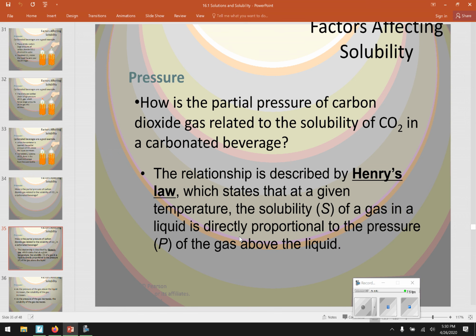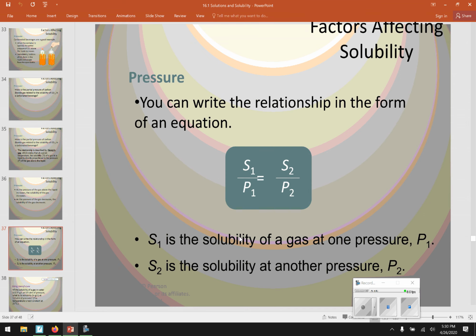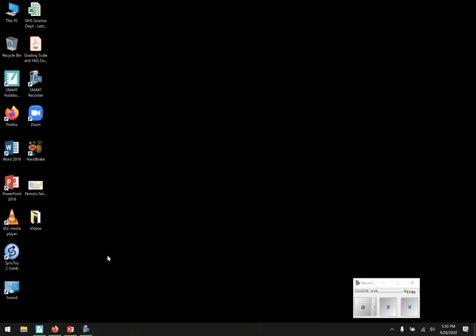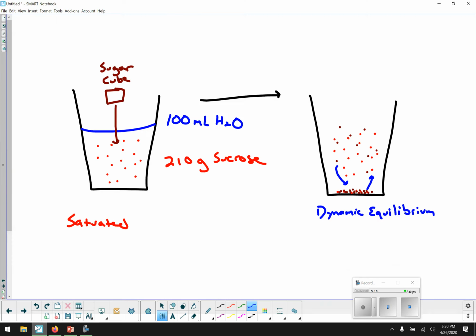There's actually a law that can indicate the relationship between pressure and solubility, and it's called Henry's law, and it's a very simple law. It's dealing with gases. It looks like any other gas law. It's just a proportion. And all it says is the solubility at one pressure is equal to the solubility at a different pressure. And as long as you measure the pressures in the same unit, you can measure them in any unit. So an example problem would look like this. And again, it's called Henry's law.